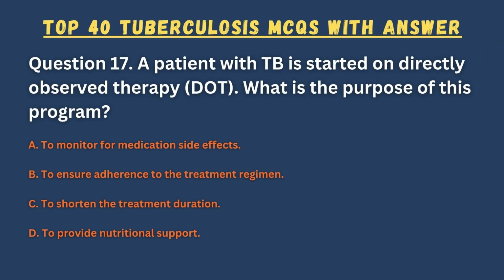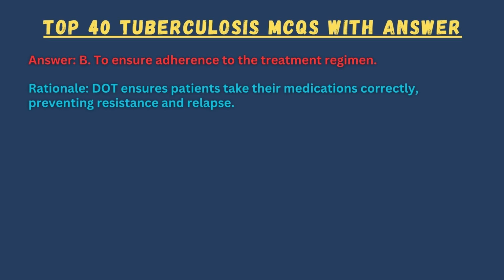Question 17. A patient with TB is started on directly observed therapy, DOT. What is the purpose of this program? A. To monitor for medication side effects. B. To ensure adherence to the treatment regimen. C. To shorten the treatment duration. D. To provide nutritional support. Answer. B. To ensure adherence to the treatment regimen. Rationale. DOT ensures patients take their medications correctly, preventing resistance and relapse.